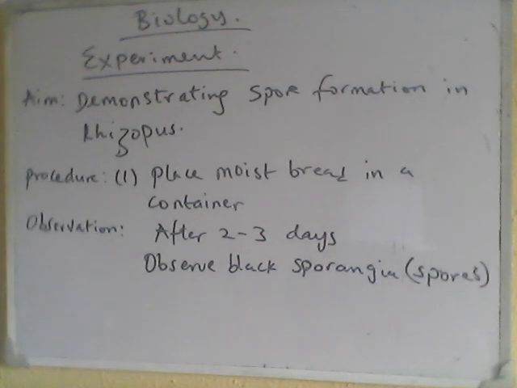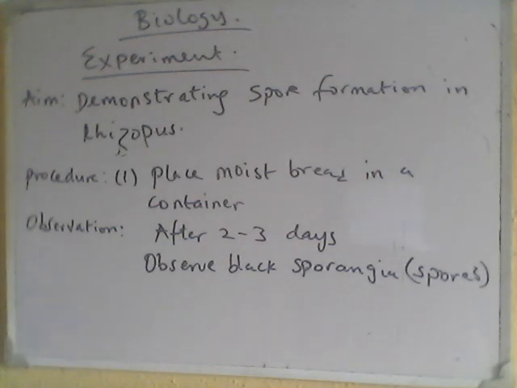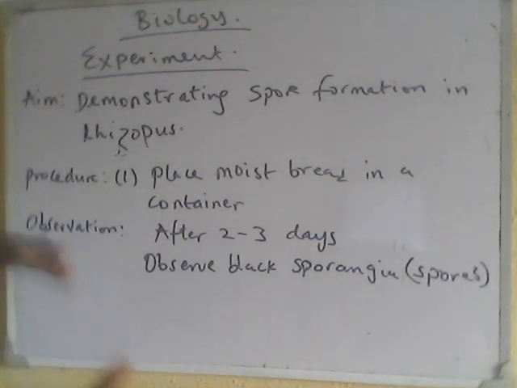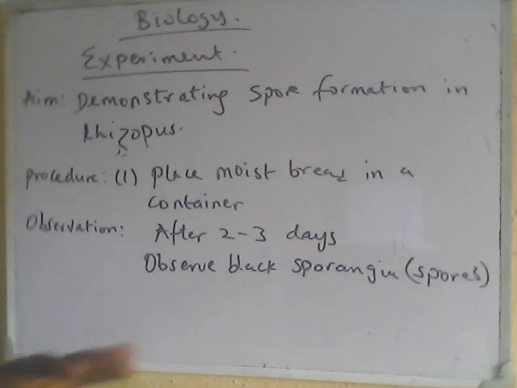Okay, so we'll wrap up the lesson with a simple experiment. The aim is to demonstrate spore formation in Rhizopus. For the procedure, we place moist bread in a container, cover it, or you can leave it. After 2 or 3 days, the observation is that you will see formation of sporangia, a black substance. These are spores. So the Rhizopus has reproduced itself, and there are many being formed.